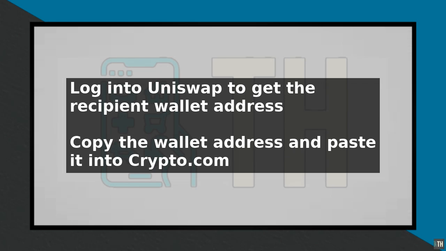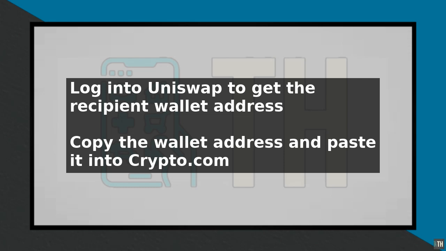To get the recipient address, log into your Uniswap account and click on the Wallet section. Select the cryptocurrency you want to receive and click on Receive. You will see a long string of characters, which is the wallet address. Copy this address and paste it into the recipient address field on Crypto.com.